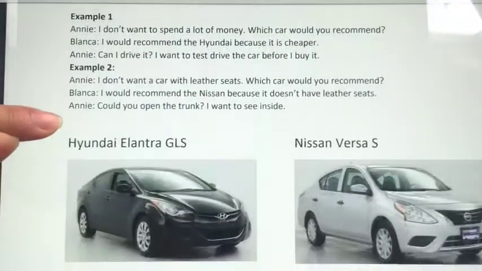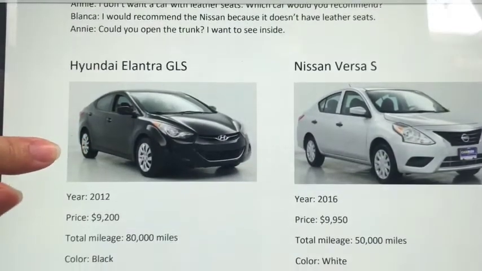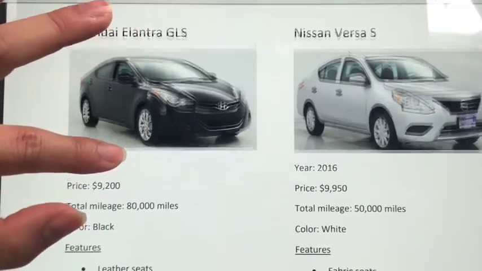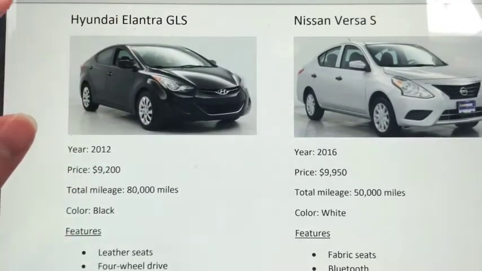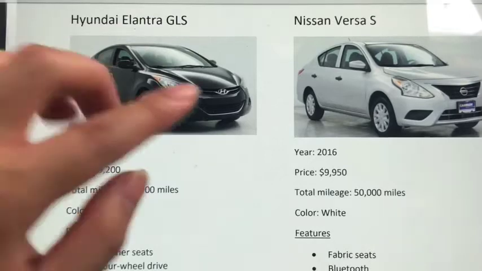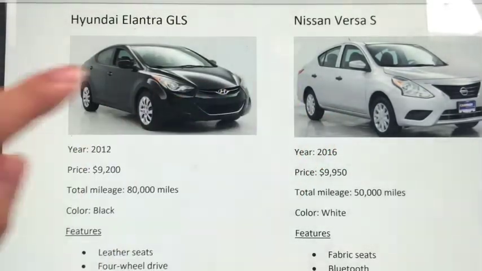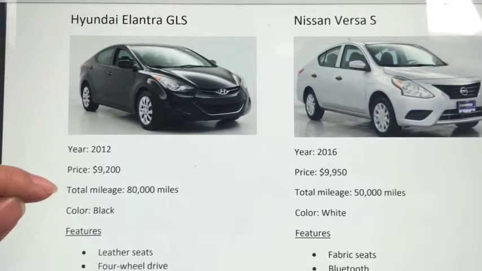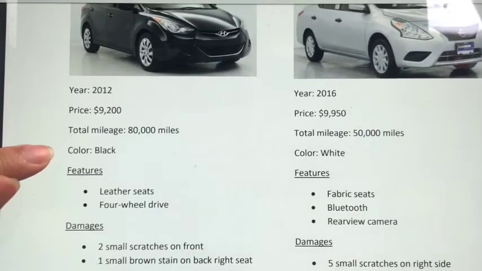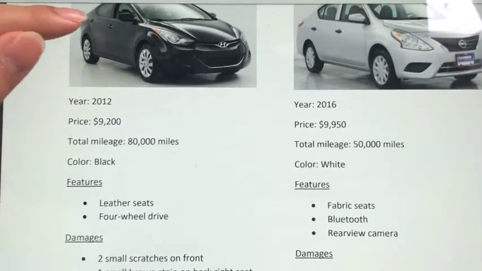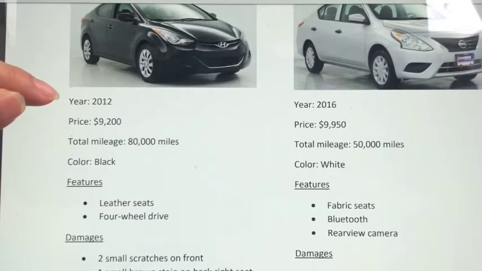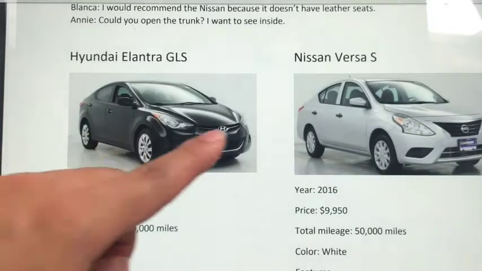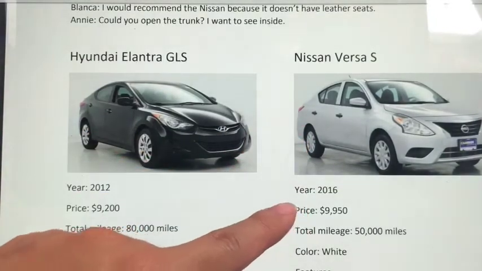So, we have two cars here. One is a Hyundai and one is a Nissan. Those are the names of the cars. We have the year, the price, the total mileage, the color, the features, and the damages. So the year for this car is 2012. This is the year the car was made. The Nissan was made in 2016.